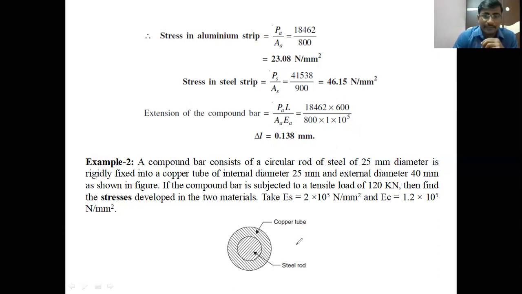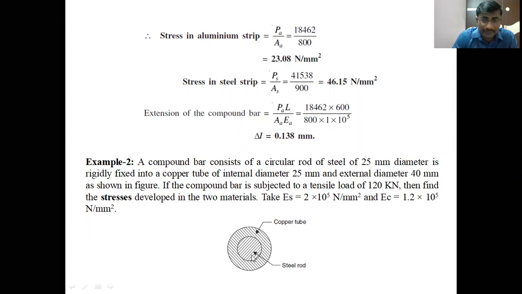And the second problem, the second example, is this. A compound bar consists of a circular rod of steel of 25 mm. Here the compound rod is in the form of a tube and rod. A steel rod is inserted into the copper tube.